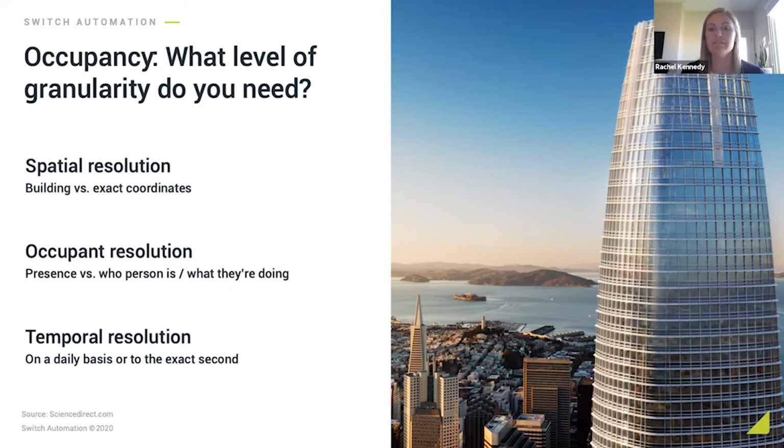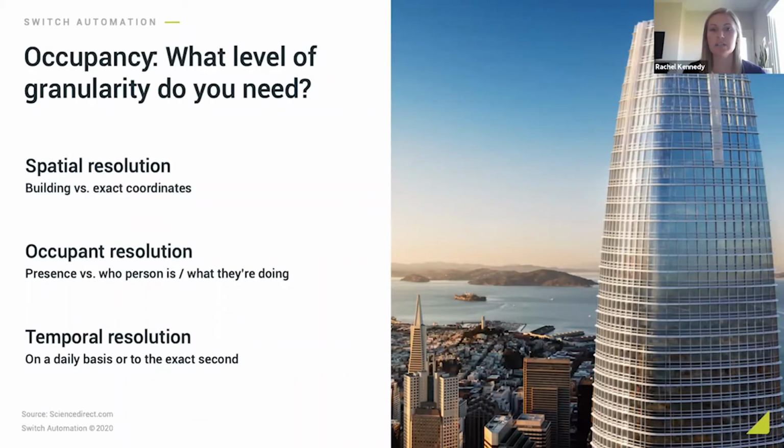This is if we're trying to figure out whether there is simply occupancy presence. For example, in a lighting control system, when we want to turn on the lights, we want to know if someone's there. But when we're talking about contact tracing, this is when we want to know who that person is, and tying that with that spatial resolution. And the final is temporal resolution. This is about the frequency at which you're collecting your data. Is it enough to know that you're doing it on a daily basis, or are you looking down to the exact second of where someone was traveling?